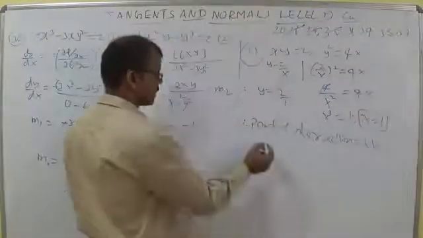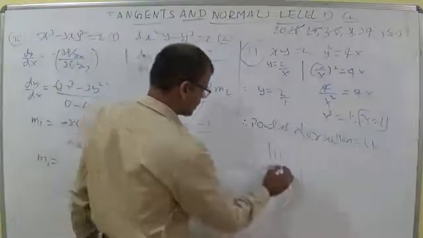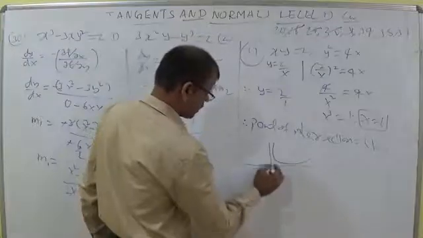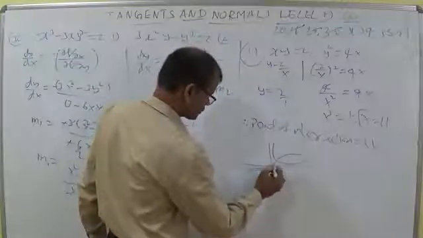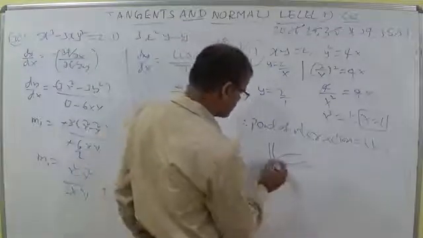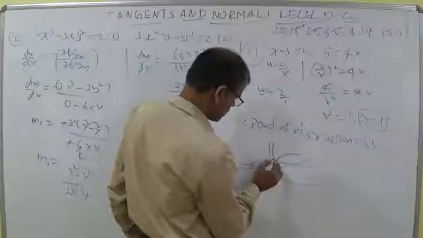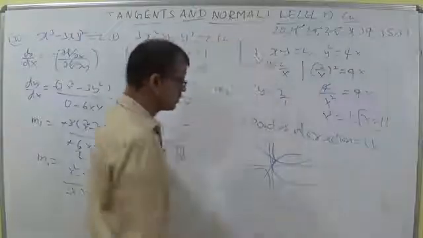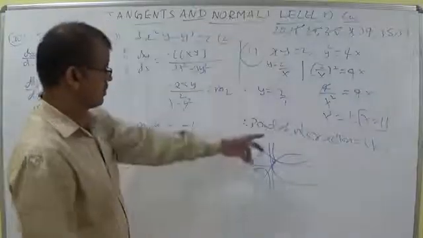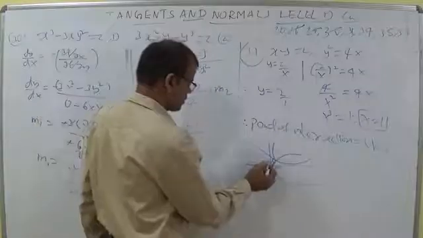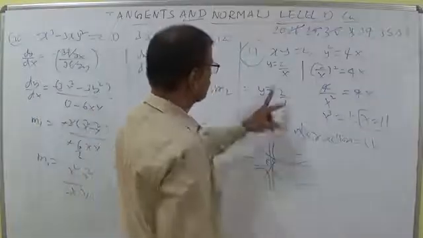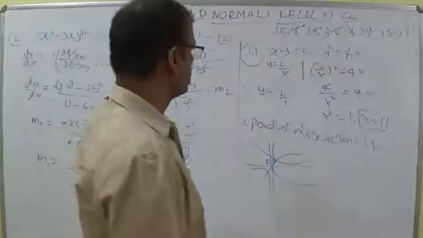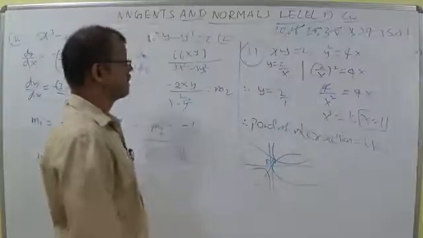Xy equal to 2 is a rectangular hyperbola and y square equal to 4x is a parabola. Simply draw a rough diagram. That is the rectangular hyperbola, this is the parabola. The angle between these two tangents, let it be a tangent, let it be a tangent. You calculate the value of theta here. If we should calculate the angle between two tangents, first of all you should calculate the derivative.